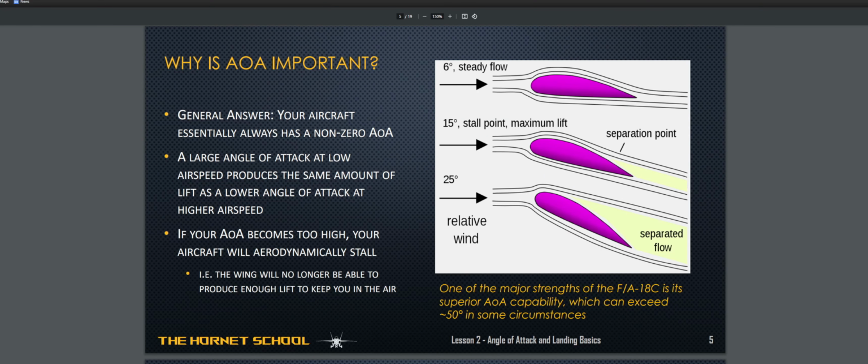Why is AoA important? General answer, your aircraft essentially always has a non-zero AoA. A large angle of attack at low air speeds produces the same amount of lift as a lower angle of attack at higher air speeds. If your AoA becomes too high, your aircraft will aerodynamically stall, i.e., the wing will no longer be able to produce enough lift to keep you in the air. One of the major strengths of the FA-18C is its superior AoA capability, which can exceed greater than 50 degrees in some circumstances.